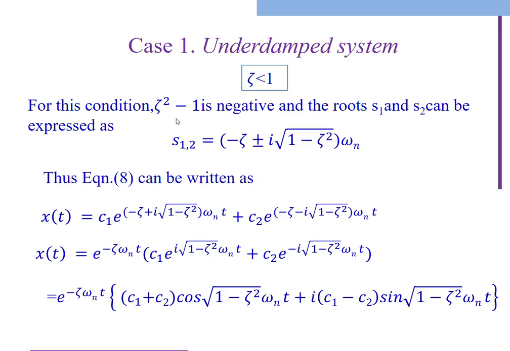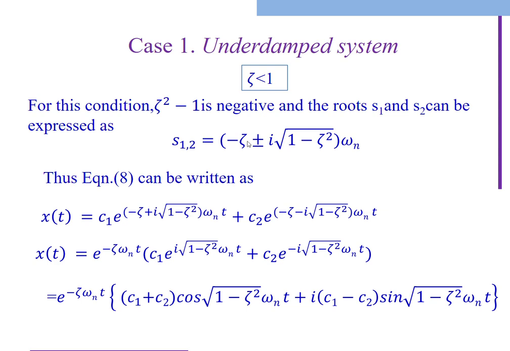For this condition, we take the value zeta square minus 1 as negative. Minus 1 is negative, and the roots s1 and s2 can be expressed like this: s1, 2 is equal to minus zeta plus or minus, and here we take minus as common.